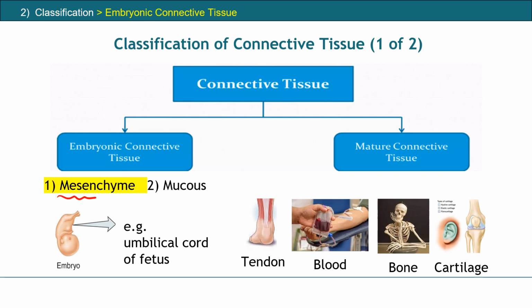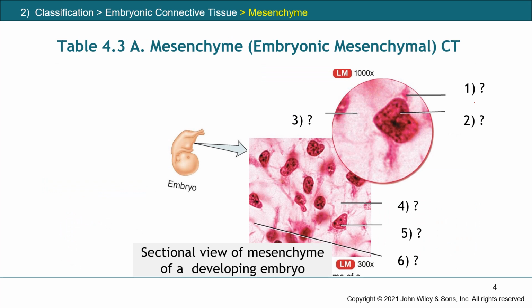So let's start with the first one, with the mesenchyme. To start talking about the embryonic mesenchyme, your textbook gives you a sectional view of a developing embryo. In the embryo, you are going to have a semi-fluid intercellular substance, and it will contain undifferentiated mesenchymal cells. And here you have two slides. One of the magnification is 300 times, and here 1,000 times.